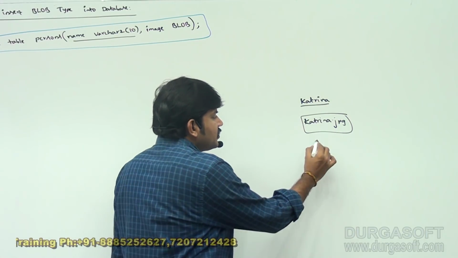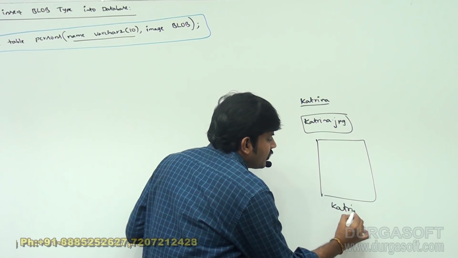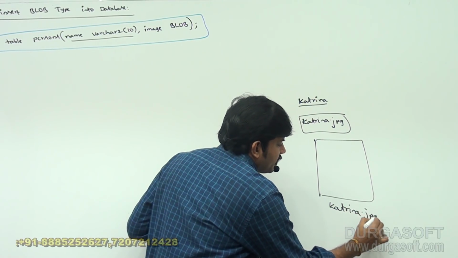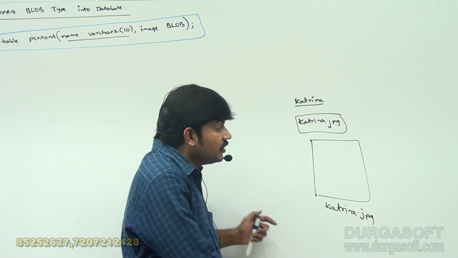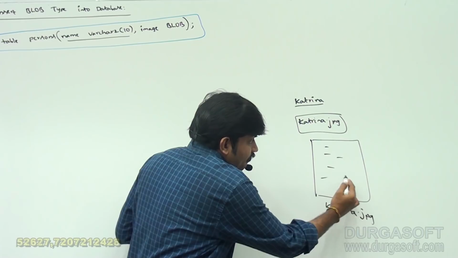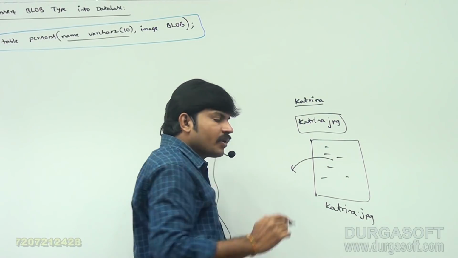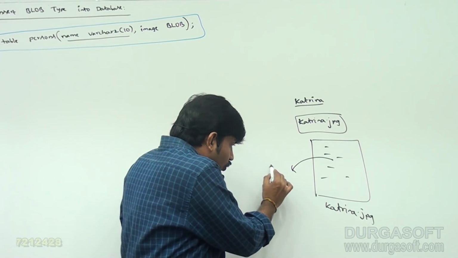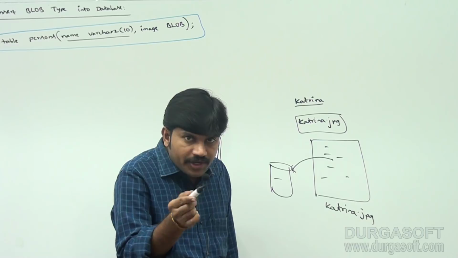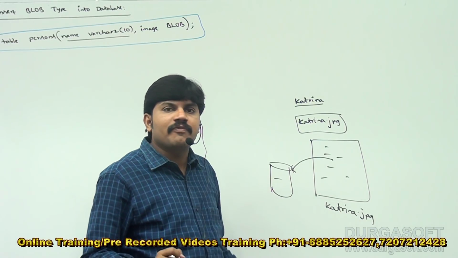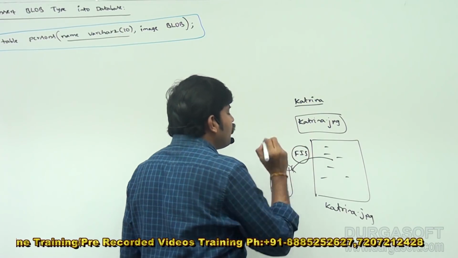Observe, this is my file, Katrina.jpg. Assume JPG or JPEG, anyway, JPG is the file. This is the binary data. To read the binary data from the image file and insert that binary data into the database, compulsory we should go for FileInputStream.